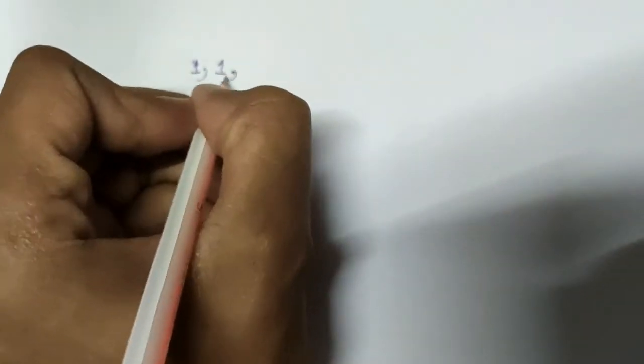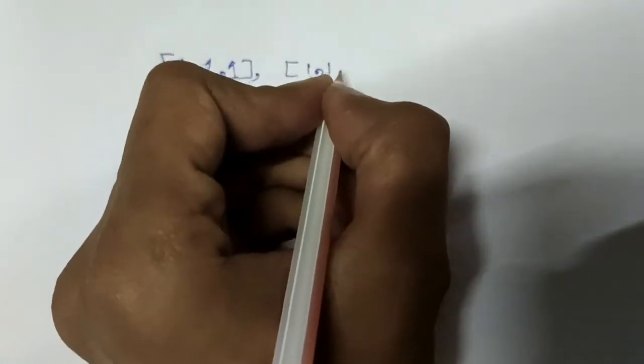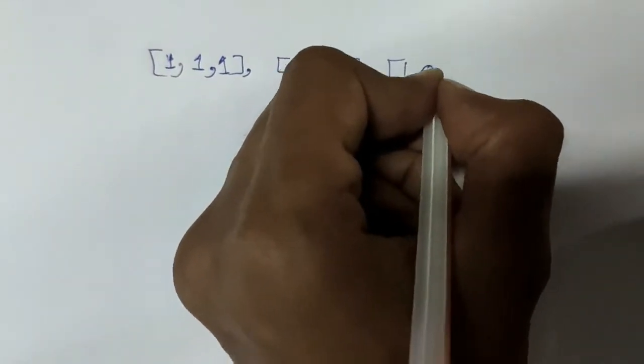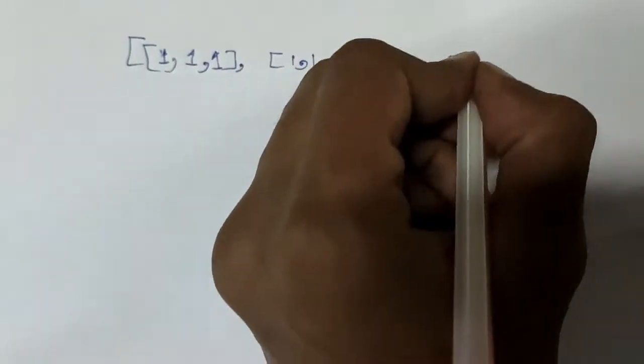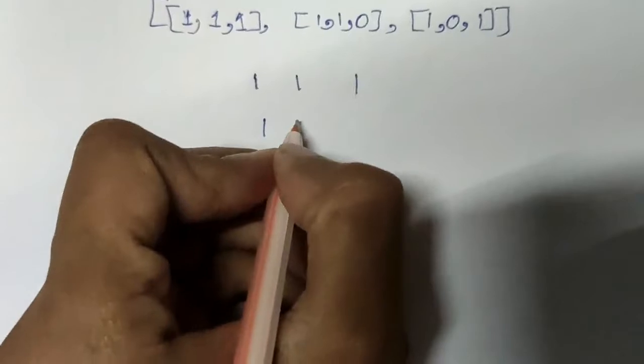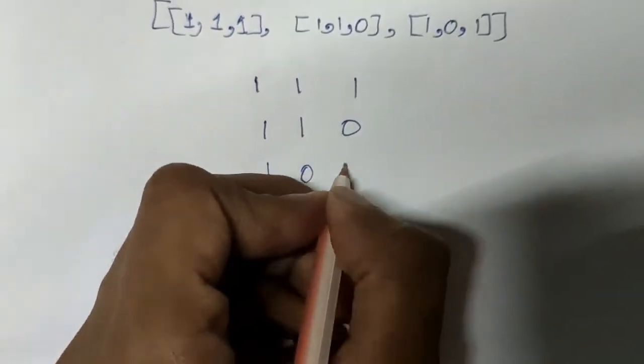So hello guys, let's understand how we can solve this problem. In the problem statement we have been given one 2D array. Suppose the 2D array we have been given is something like this: 1 1 1, 1 1 0 and 1 0 1. So the 2D representation of this array is 1 1 1 1 1 0 1 0 1.